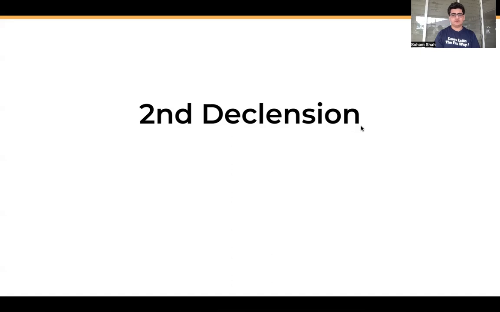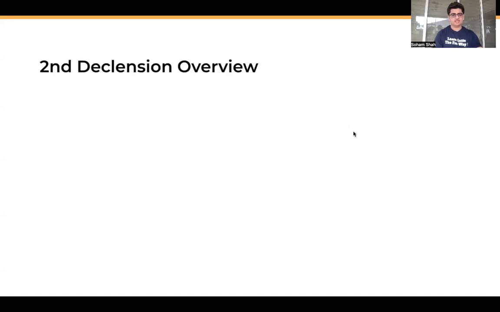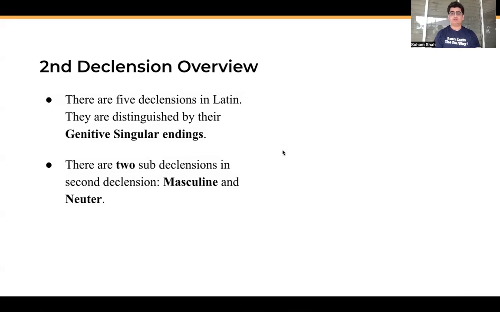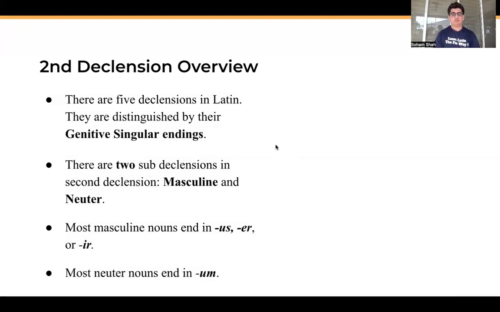I'm Soham Shah, the president and founder, and let's get started understanding the second declension. We will start out with a general overview of the second declension. First, we know that there are 5 declensions in Latin, and they are distinguished by their genitive singular endings. There are 2 sub-declensions in the second declension: there's the masculine part and there is the neuter part. We will address both in this video. Most masculine nouns end in us, er, or ir. Most neuter nouns end in um.